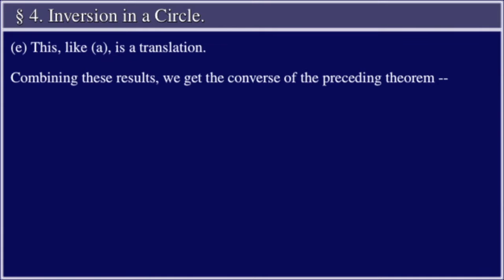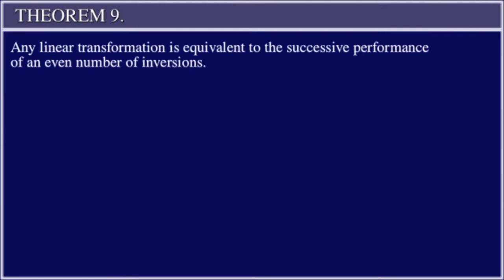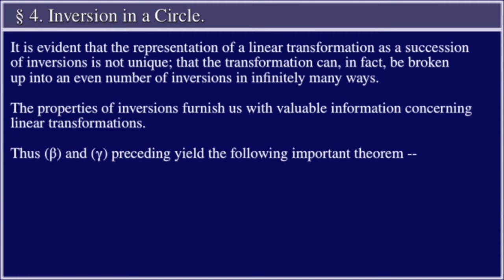E. This, like A, is a translation. Combining these results, we get the converse of the preceding theorem. Theorem 9. Any linear transformation is equivalent to the successive performance of an even number of inversions. It is evident that the representation of a linear transformation as a succession of inversions is not unique, that the transformation can, in fact, be broken up into an even number of inversions in infinitely many ways.